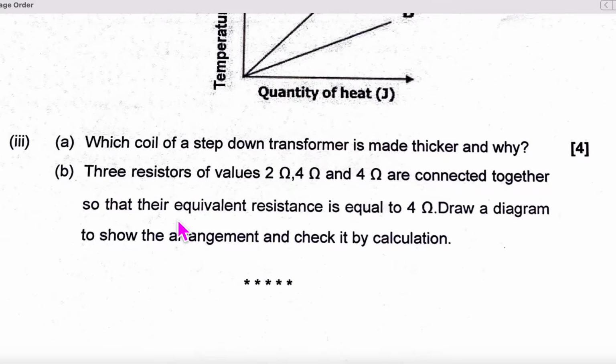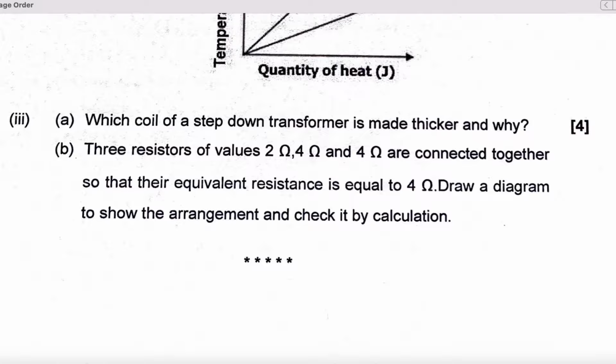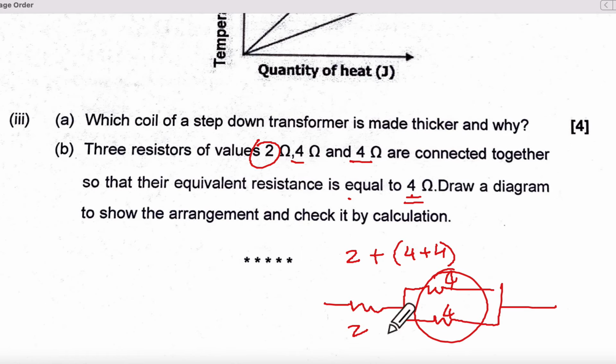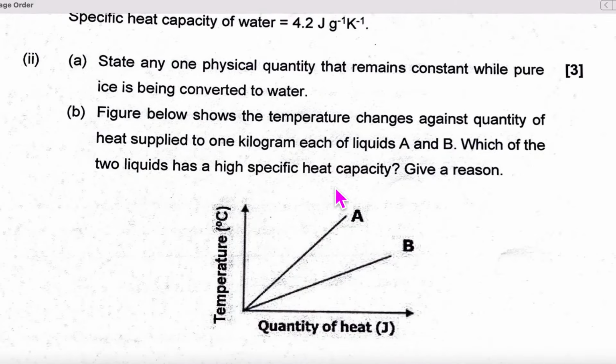Then we come to 3 resistors connected together, equivalent resistance equal to 4. Now 2, 4, 4. Now what is 4? 4 is equal to this and this, but it is more than this. So it will be 2 ohm plus 4 plus 4. Understanding? So it will be 2 ohm and 4 here and 4 here. And this is 4 and this is 4. Equivalent resistance will be 2. So this is 2, this is 2, it will be 4.